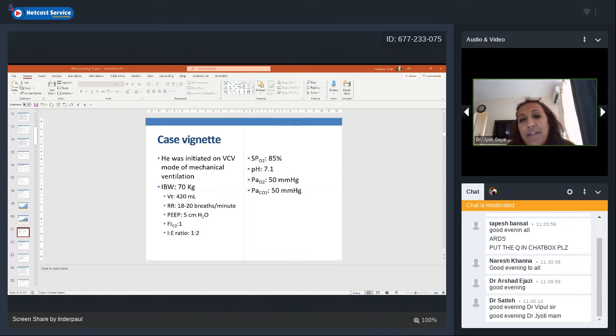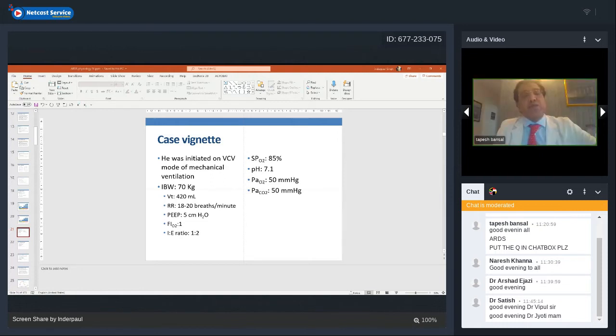These are the causes which are related to lung and can be categorized as primary ARDS. Actually, the words primary and secondary would probably be wrong from my side. It would be pulmonary and extrapulmonary. And the commonest cause is actually sepsis. Sepsis is the leading cause of ARDS, followed by pneumonia. So these are the two main causes. Extrapulmonary is sepsis and pulmonary is pneumonia.